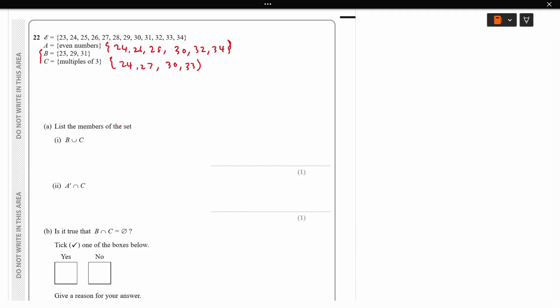Okay, so what are the numbers? The elements cannot repeat. First, the least one is 23. Then we can write 24 here, and 27 also. Then 29 is there. Next 30 is there. Next 31 and 33. These are all the elements of B union C.